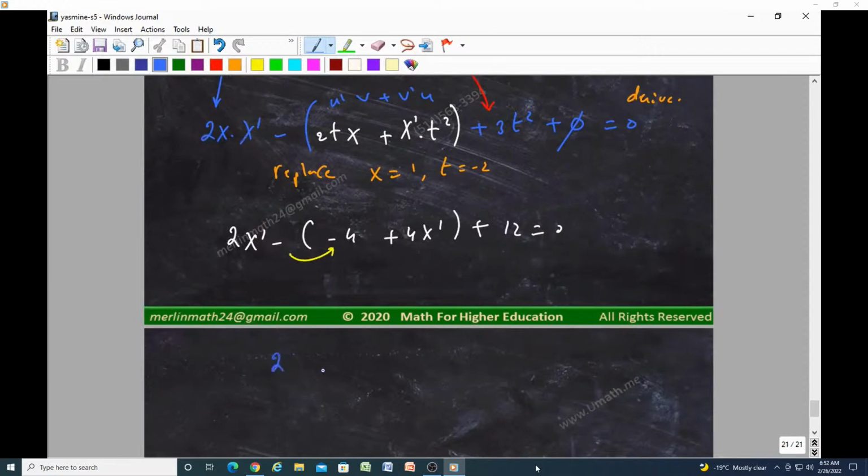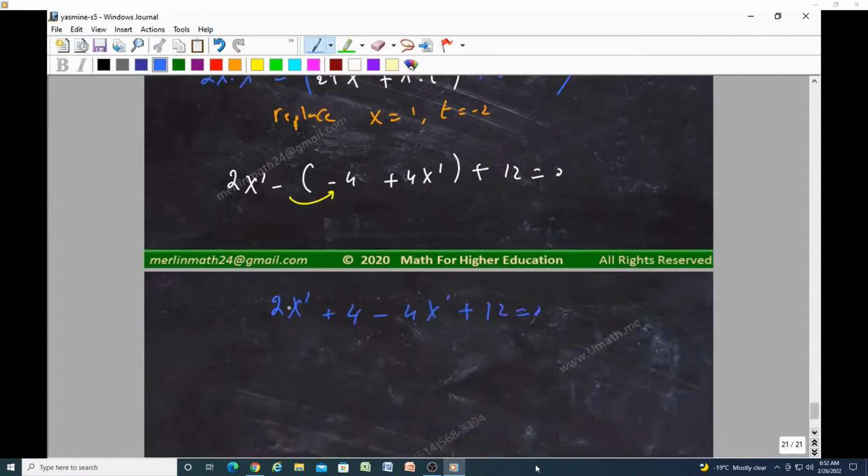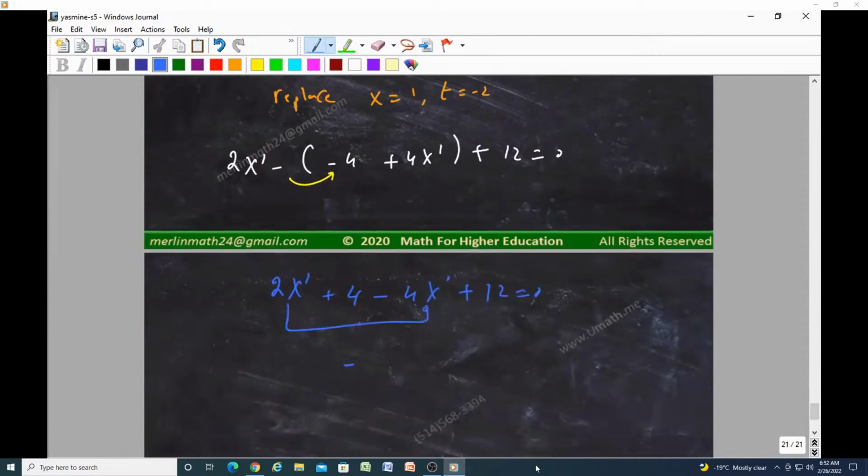So we get plus 4 minus plus 12 equals 0. Okay, you add those up. 4 and 12 is 16. You get minus 16. You kick it, because we want to isolate x prime. Dividing by minus 2, you get 8. Is it okay? Yeah. So that is your answer.